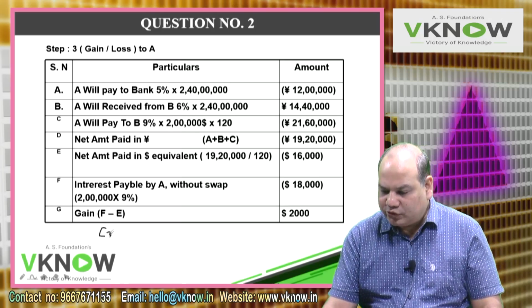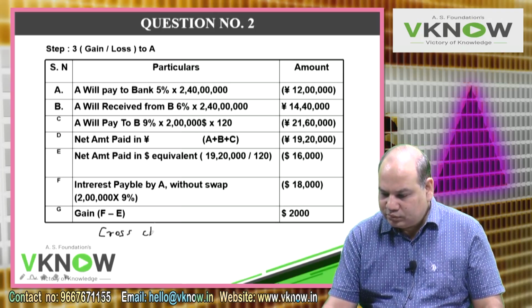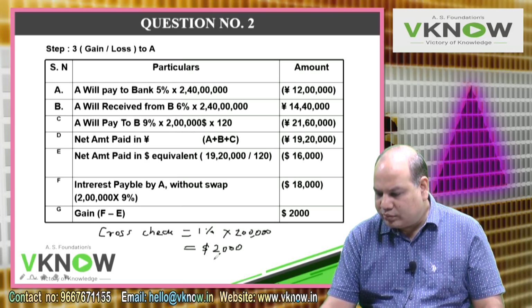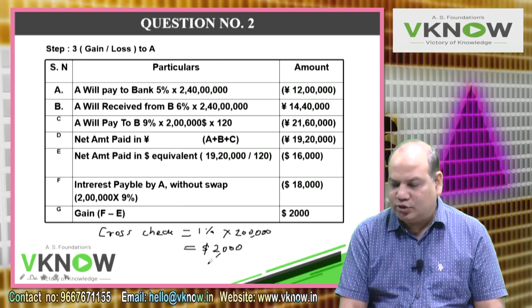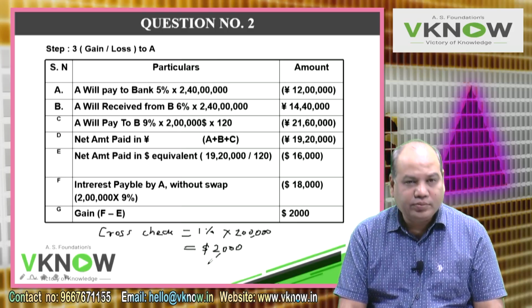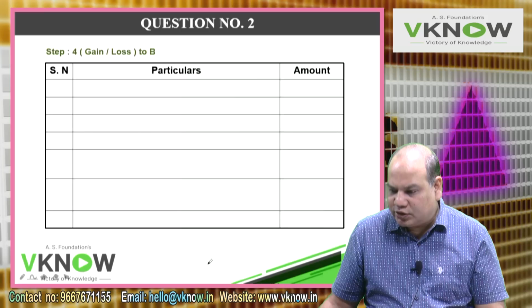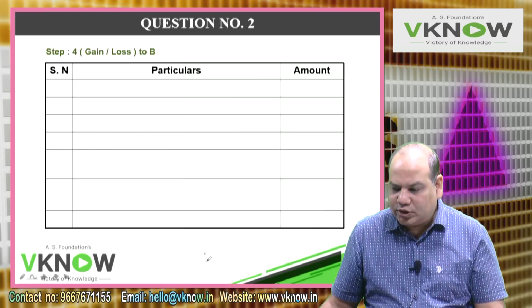And a simple cross check. What is the cross check? 1% you have saved into $2 lakh. So that comes to $2,000. So this is one line answer actually. Because of swap deal, A is able to save 1%. So $2,000 saved. Now in the same way we will write down step 4.